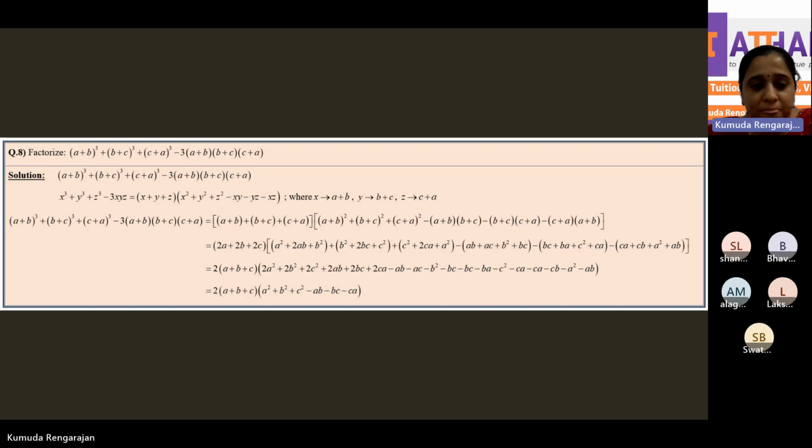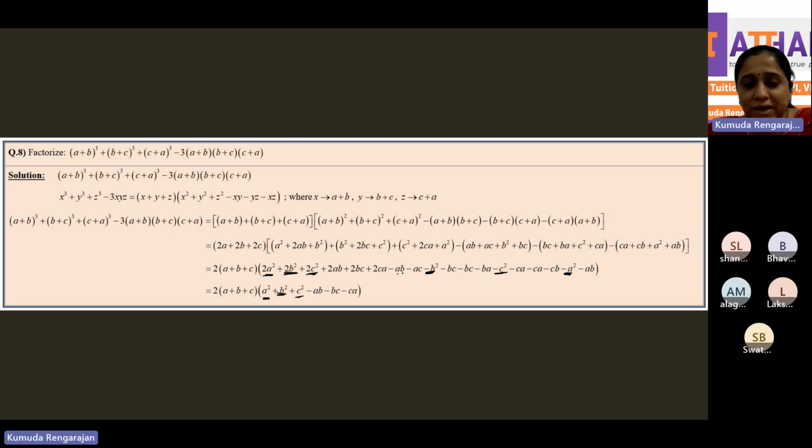Now you should just simplify. What are the like terms here? There's 2A square. Look out for A square terms: 2A square, 2A square, then minus A square. 2A square minus A square is A square. 2B square minus B square is B square. 2C square minus C square is plus C square.